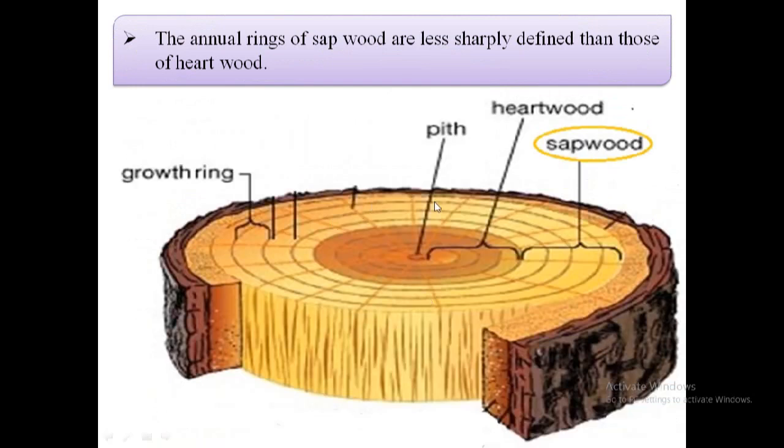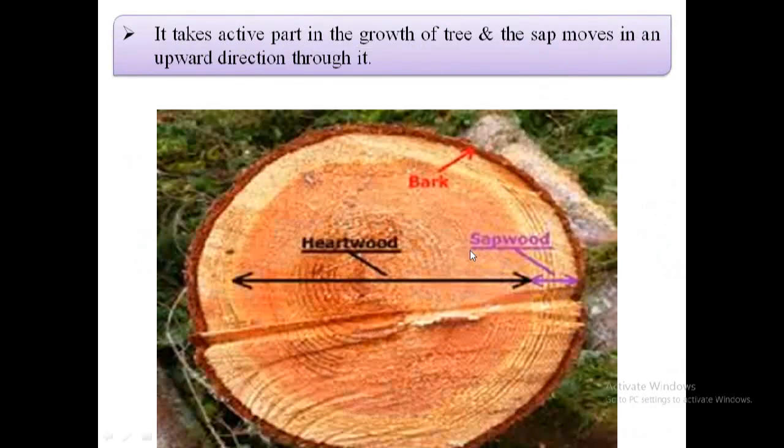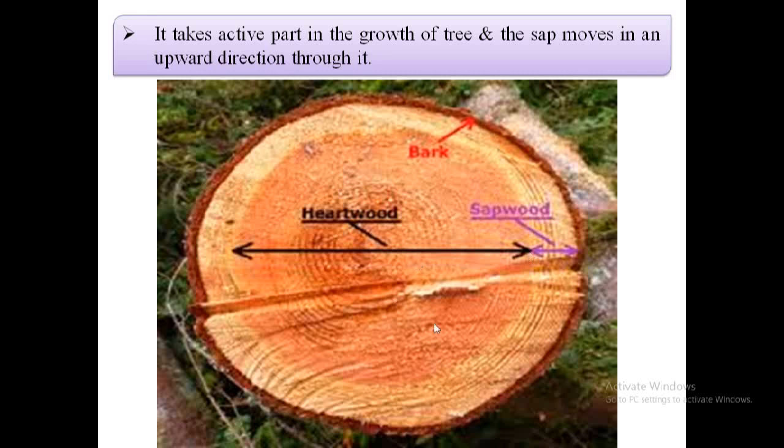These annual rings of sapwood are less sharply defined than those of this hardwood. This image shows an actual cross section of timber, and here we can see this is the sapwood. So this sapwood takes active part in the growth of the tree, and the sap moves in an upward direction through it.